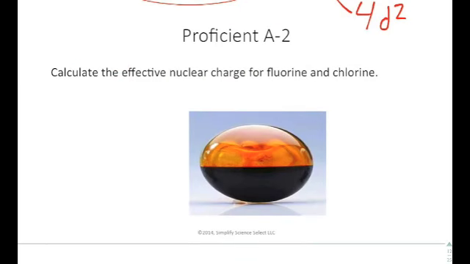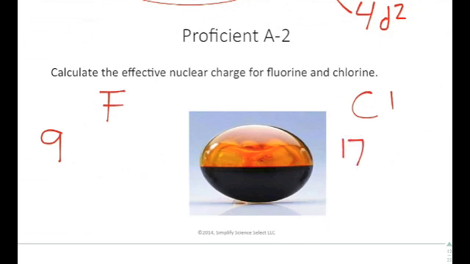It says calculate the effective nuclear charge for fluorine and the effective nuclear charge for chlorine. So we'll look at fluorine and chlorine. In order to calculate the effective nuclear charge, you need to find its position on the periodic table. The first thing you should realize is that fluorine has an atomic number of 9, because if you look at the periodic table, it has a 9 for its atomic number. Chlorine, on the other hand, which is right below fluorine, actually has 17.